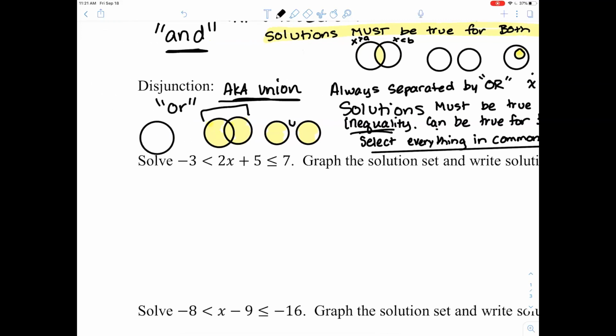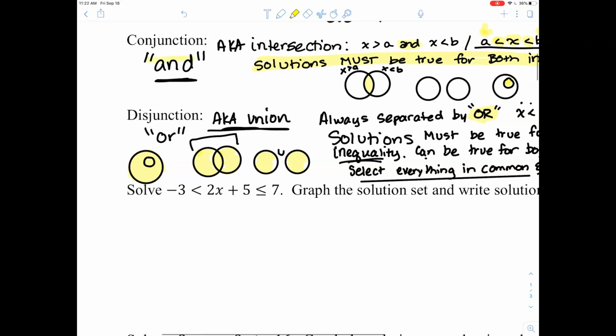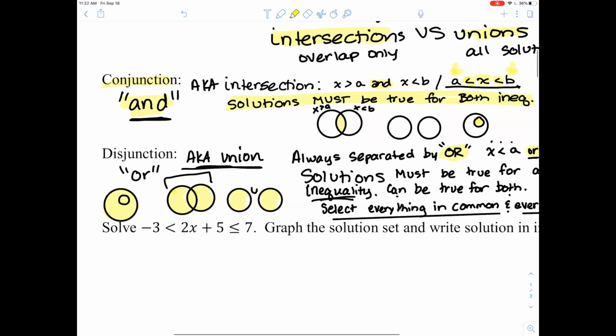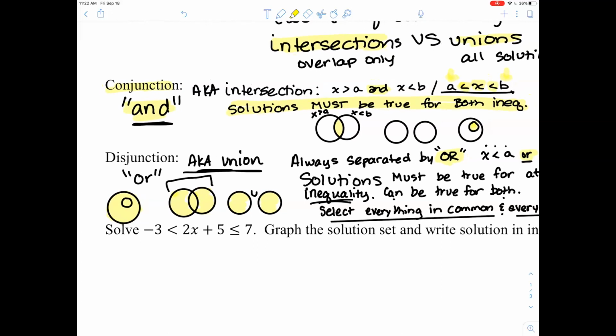You could also have one that looks like this, where one set of solutions is inside the other. And so everything, what's unique and what isn't unique. That's a disjunction. Okay, remember, or is disjunction and and is conjunction. But most conjunctions are not separated by the word and. They usually are written as just a compound statement.